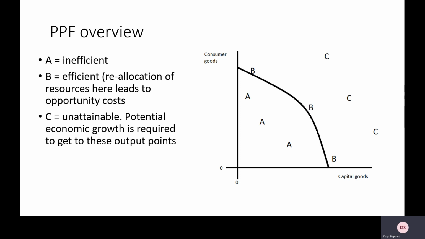Now, point C would be unattainable output points. Okay, so if you're operating on the C points, that would mean that you are working beyond the capacity of the economy. So realistically, the only way to get to point C would be to move the production possibility frontier outwards over time. So everyone, B would be an efficient use of factors of production. A is inefficient, C is unattainable. The country lacks the resources to get to these different points here.